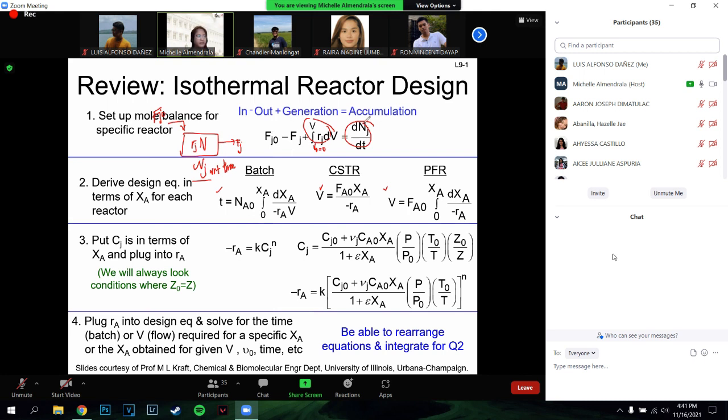So this is actually your material balance. This discussion I will not repeat anymore when we go to our non-isothermal reactor design again. So let me just explain that to you now.